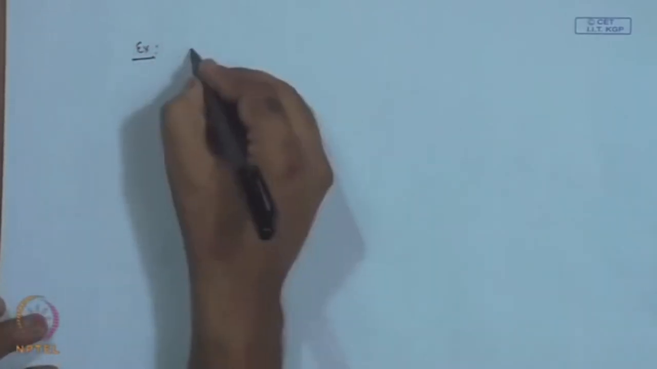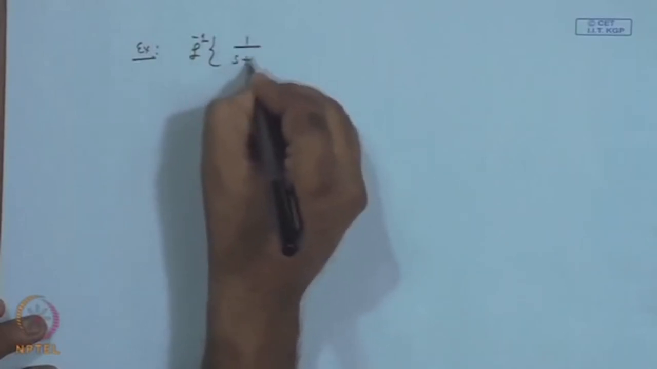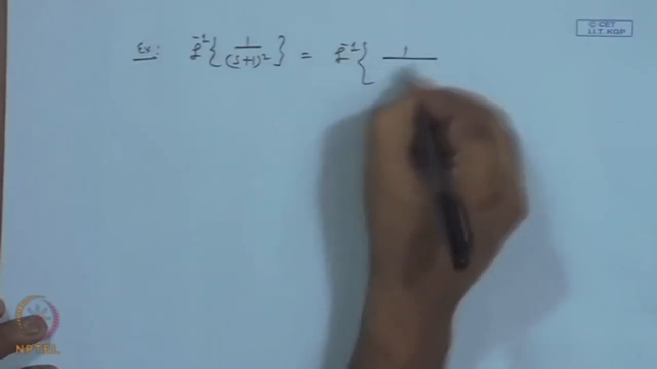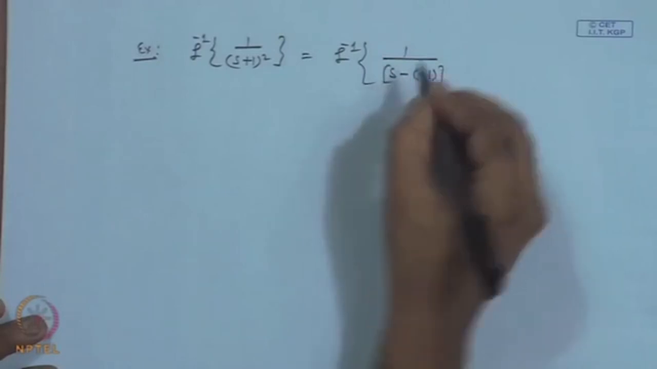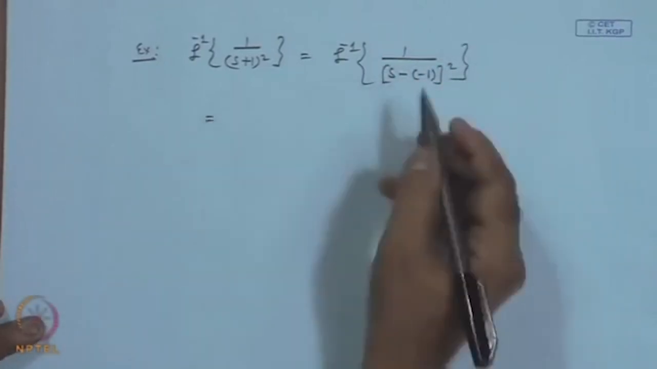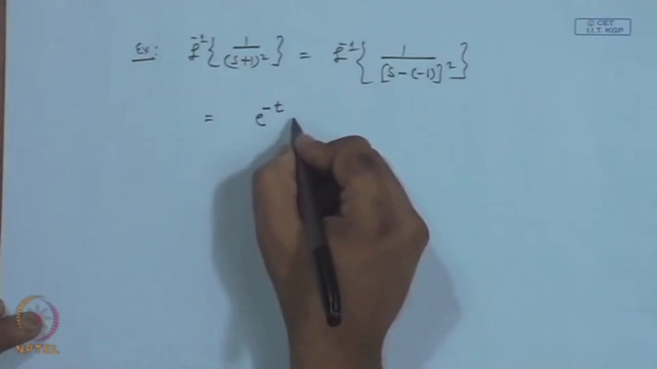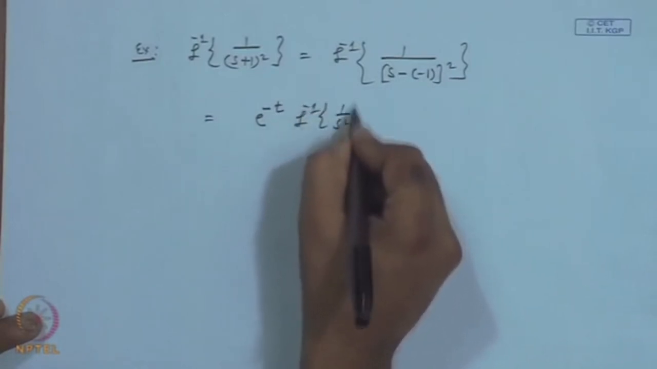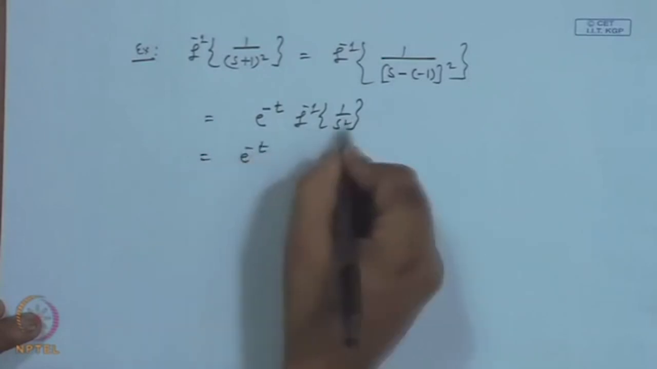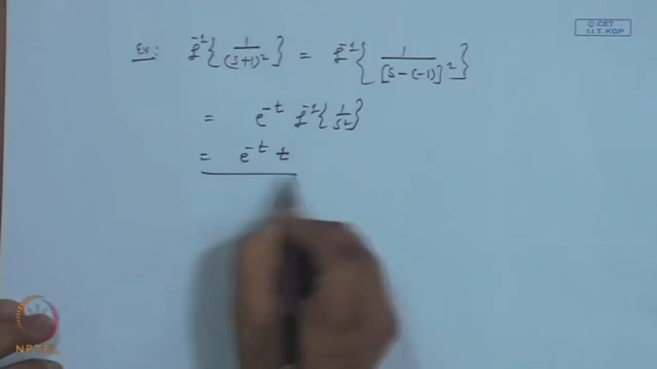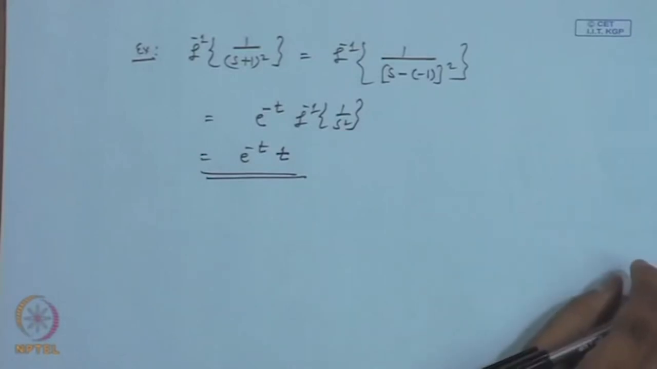So, let us just go for the one example. Laplace inverse of 1 over (s plus 1) whole square, with this property. So, we have 1 over s minus (minus 1), we can write, of square, and this result says that e power minus t, so a is minus 1, times the Laplace inverse of 1 over s square. And the Laplace inverse of 1 over s square is t, because Laplace of t was 1 over s square. So, we have t e power minus t.